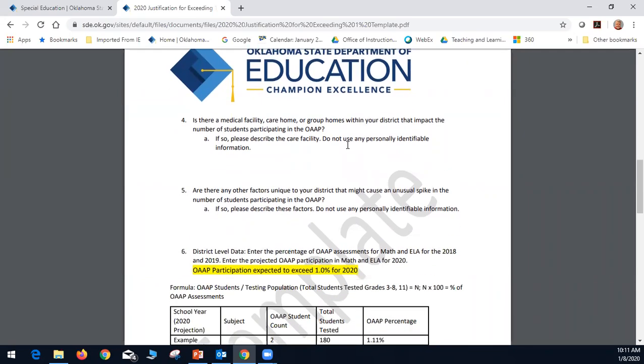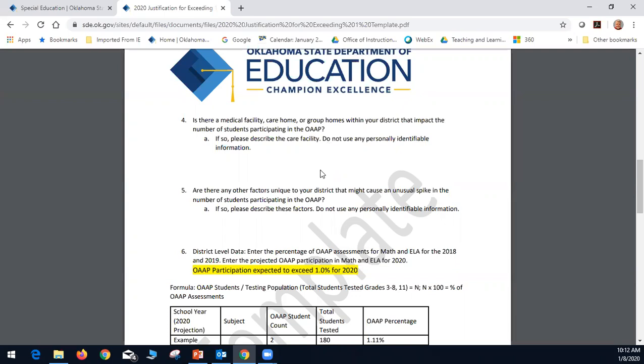Question number 4, is there a medical facility, care home, group home within your district that impacts the number of students participating in the OAP? So this is kind of one of those contextual factors. So please describe the care facility. And throughout this entire survey, you need to avoid using any personally identifiable information. For example, we had a 4th grade student, Billy Smith, move in, and this is why we went over, because the student moved in.